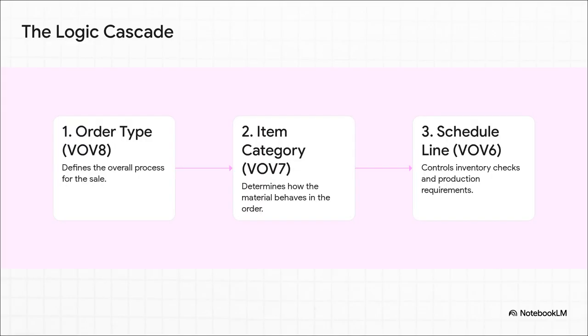And check this out, it's like a perfect chain reaction. A decision you make in VOV8 for the order type directly determines what happens with the item category in VOV7. And that, in turn, dictates the schedule line in VOV6, which controls whether the system even checks for inventory or maybe triggers a whole new production run. It's just a beautiful cascade of logic.